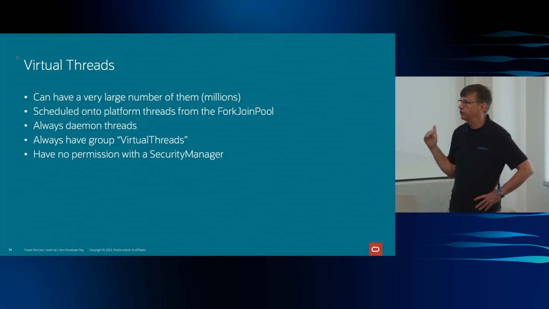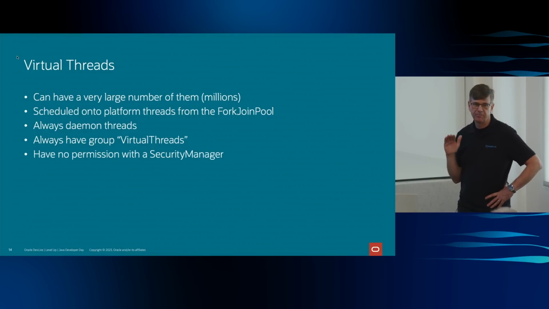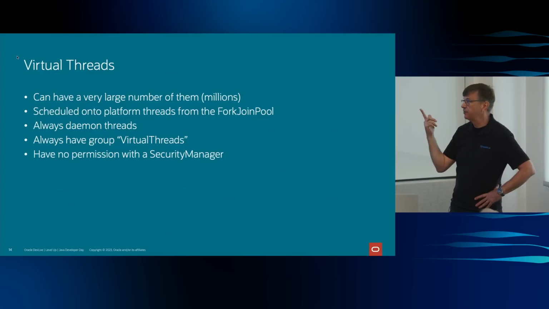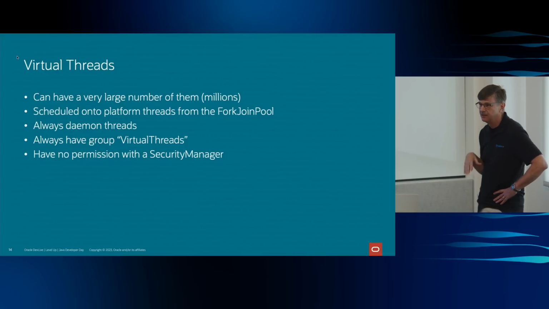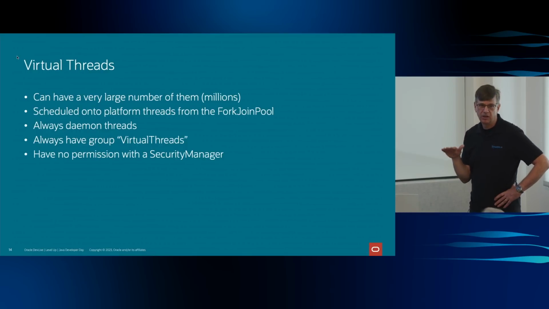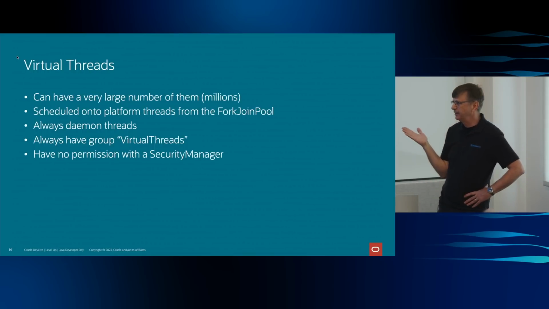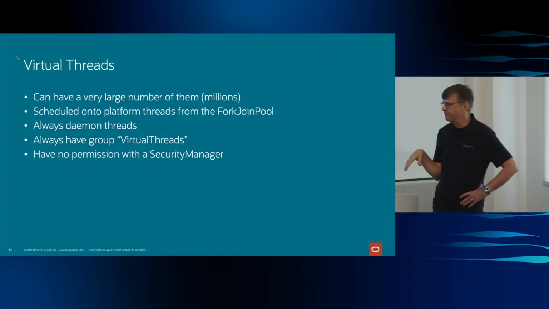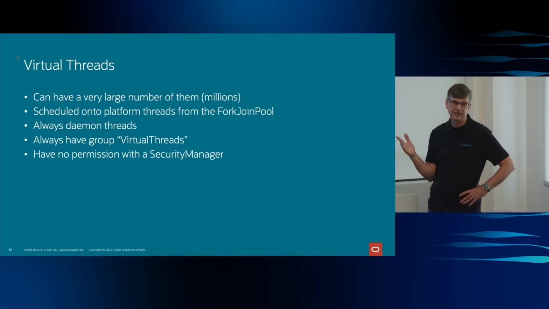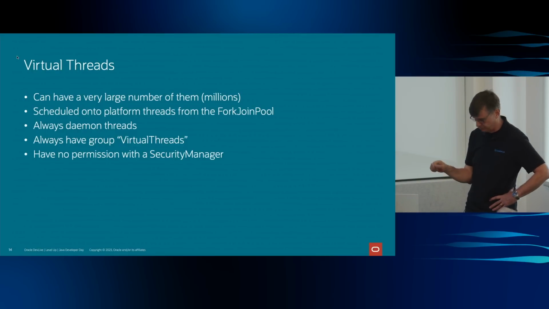As I mentioned, a virtual thread is scheduled onto a platform thread. That comes from the fork join pool, if you're curious. These virtual threads are scheduled and unscheduled on and off of platform threads as needed. We'll talk a little about that. They always have a group, the virtual threads thread group, and they have no permissions with the security manager. Not surprising since the security manager is deprecated.